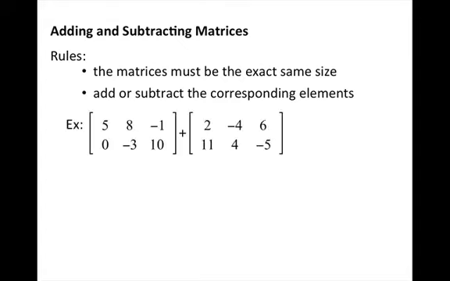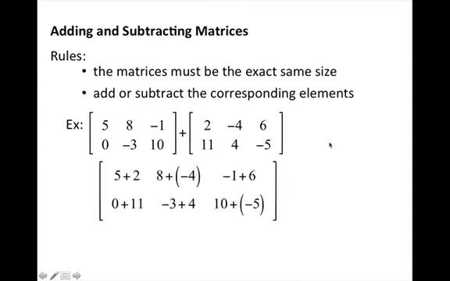So let's look at our first example. The first matrix is a 2 by 3, and the second matrix is a 2 by 3. We're adding these matrices, so I'm simply going to add the corresponding positions. So in row 1, column 1, I have a 5 and a 2, so I'm going to add the 5 and the 2. In row 1, column 2, I have an 8 and a -4, so I'm going to add 8 and -4. And I'm going to do this for each position.